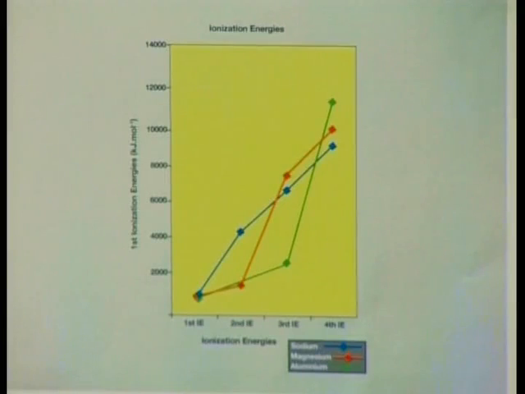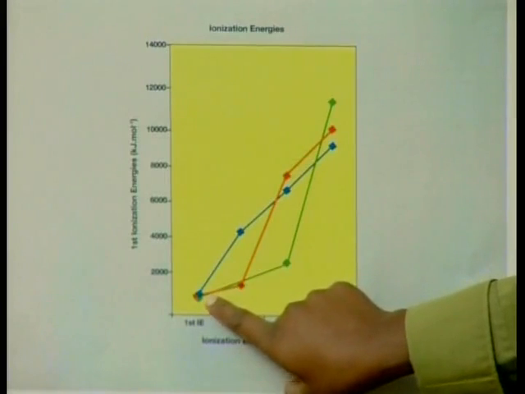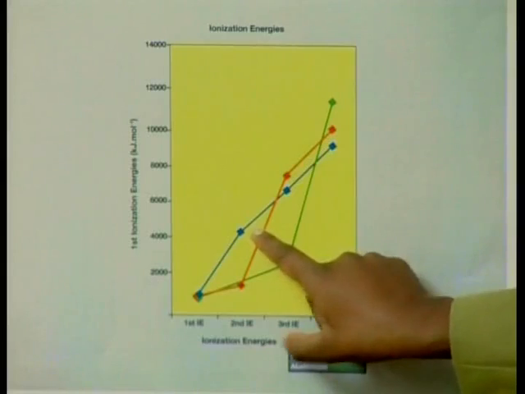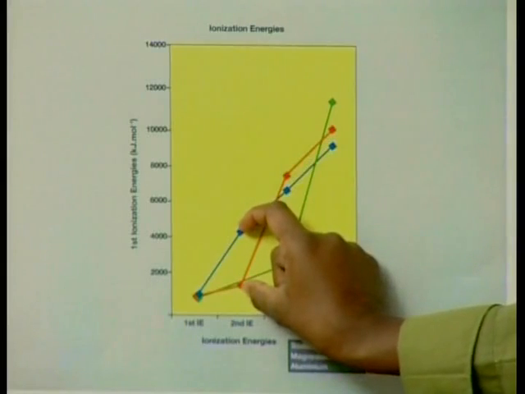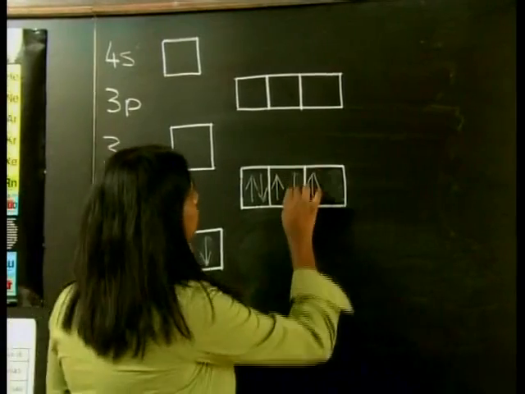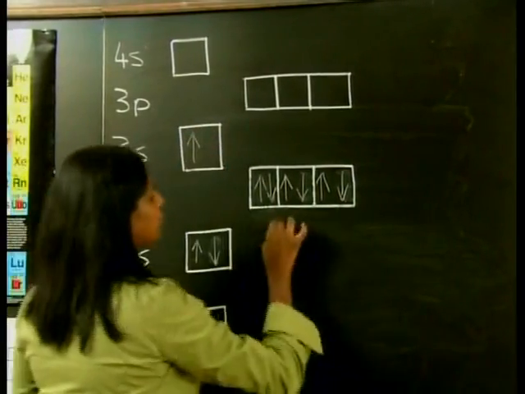Let's look at sodium first, the blue line. There's a huge jump between the first and second ionization energies. It takes 9 times more energy to remove the second electron from the sodium atom than the first. To explain this, we need to look at the energy level diagram for sodium.